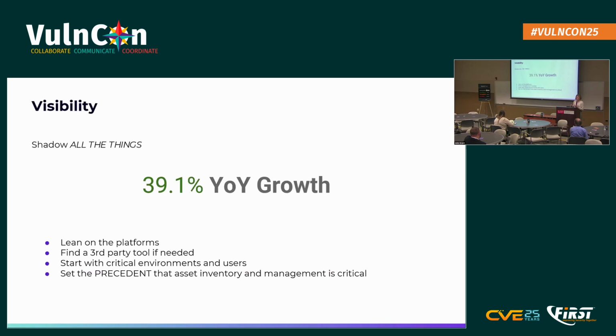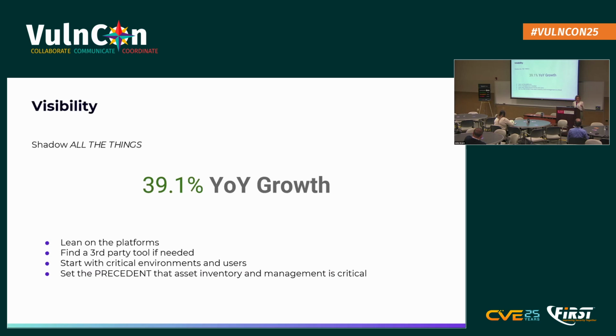And you make that worse. You compound that by saying that on average, we're seeing 39.1% year over year growth in these environments. And that was from 2024 again. So now with the rise of agents, it's just that much more scary. If you don't have visibility, that's a huge problem to start with. So how can we actually gain visibility?